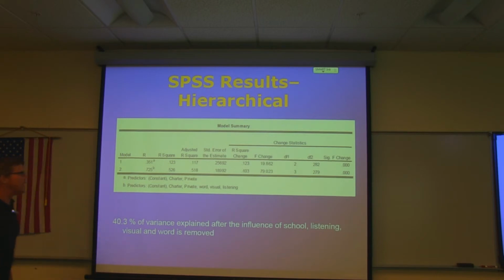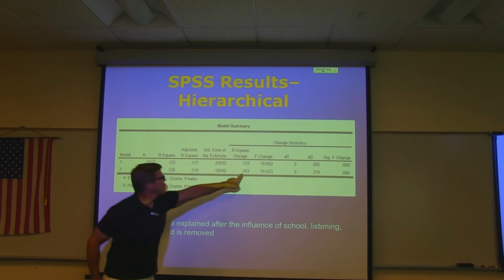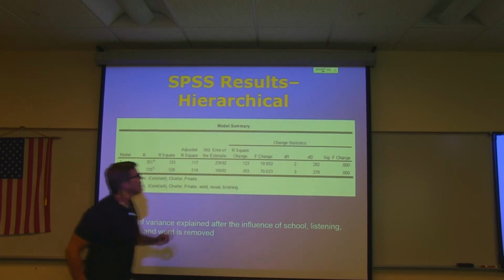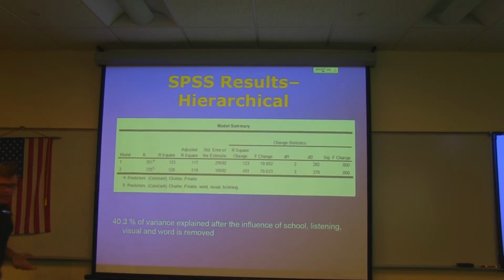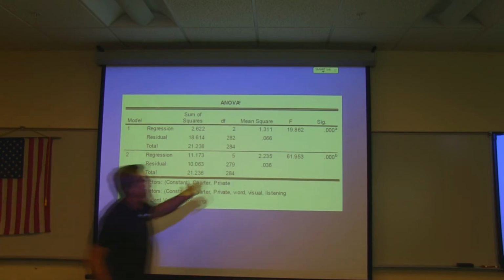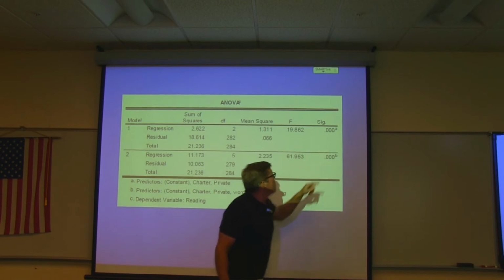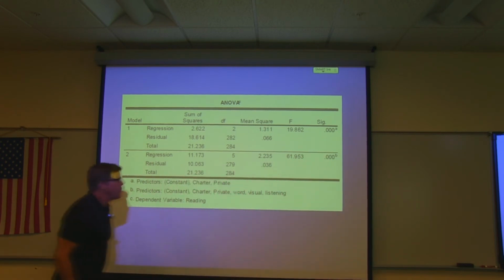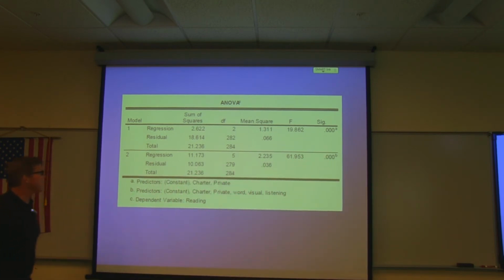40.3% of the variance is explained after the influence of school, listening, visual, and word is removed, and this number is right here. So we have various ways of conducting multiple regression. Here we have the ANOVA indicating significance of the models. We know that because these two p-values are substantially less than alpha. If p is less than alpha, we have significance.